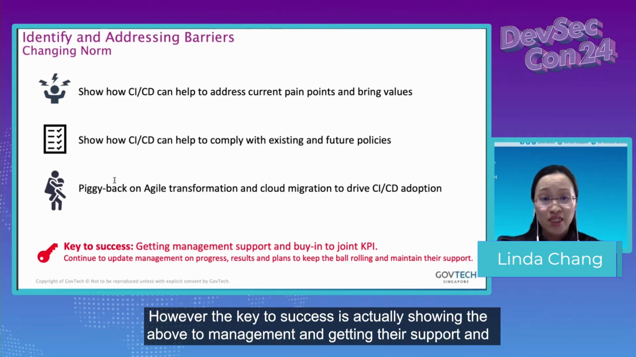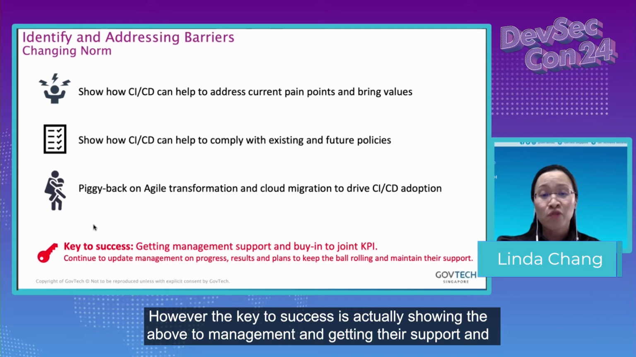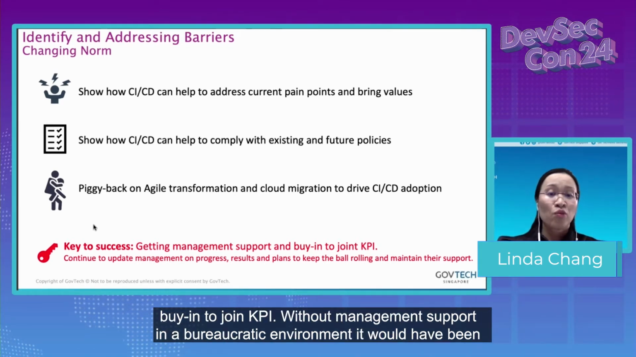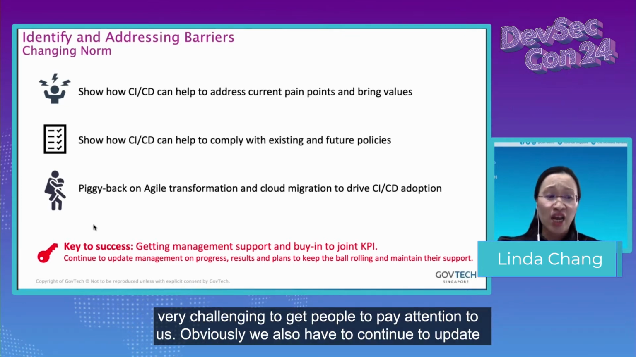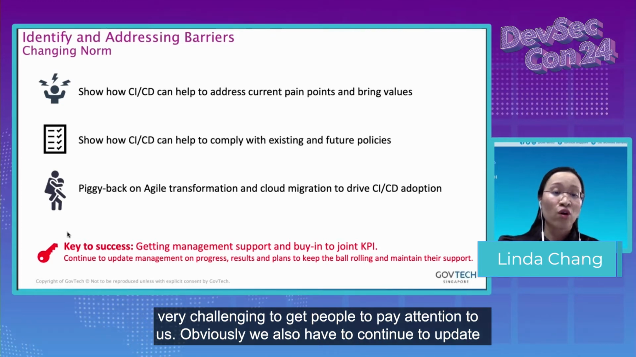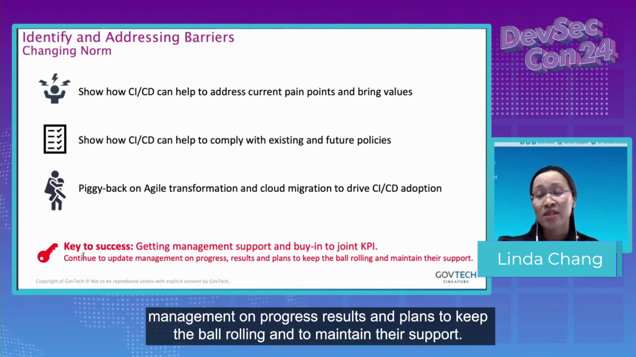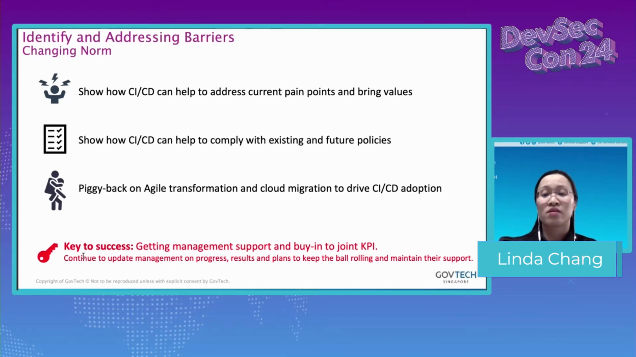However, the key to success is actually showing the above to management and getting their support and buy-in to join KPI. Without management support in a bureaucratic environment, it would have been very challenging to get people to pay attention to us. Obviously, we also have to continue to update management on progress, results, and plans to keep the ball rolling and to maintain their support.